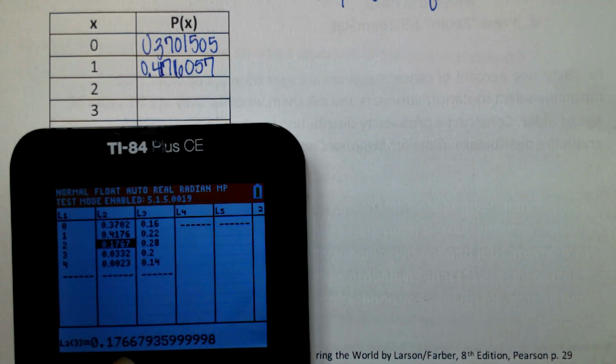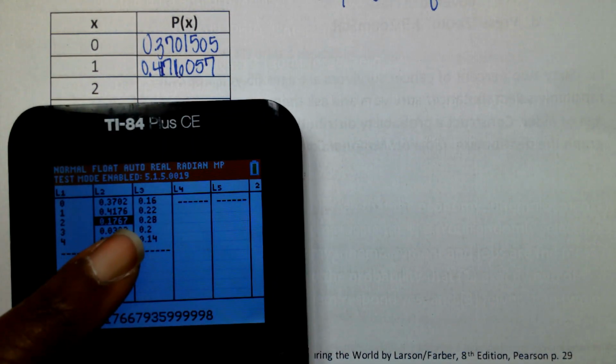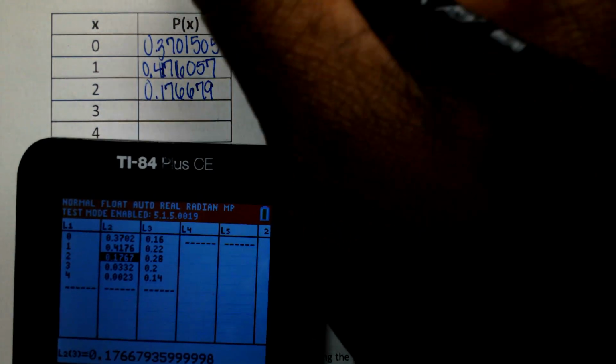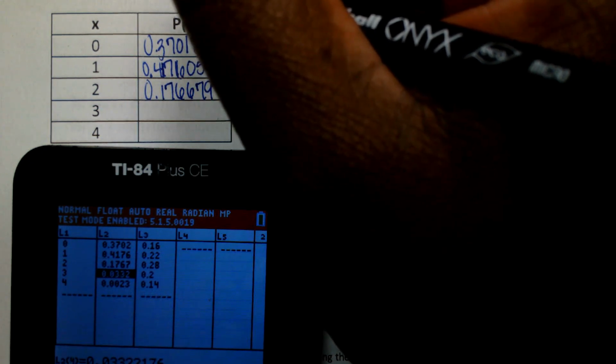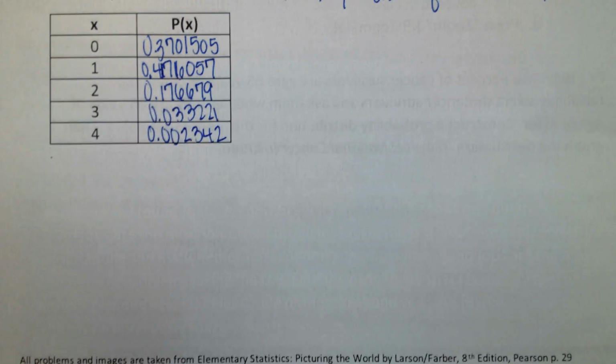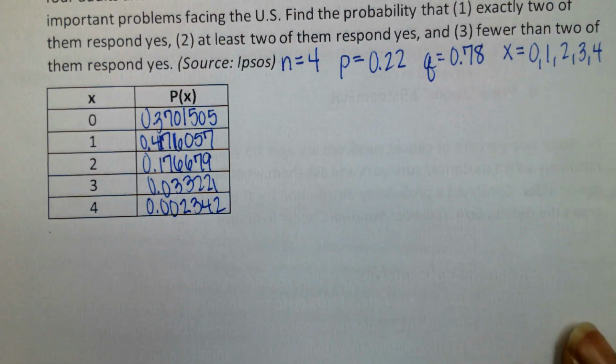Because this is a number that's not rounded. See how this is 0.1767? It's because the calculator automatically rounds the numbers. I don't want rounded numbers. I want my original numbers. Next is 0.033221. Let's see that again. I think this one's rounded. 0.002342. So I'm just writing down numbers that I can use.